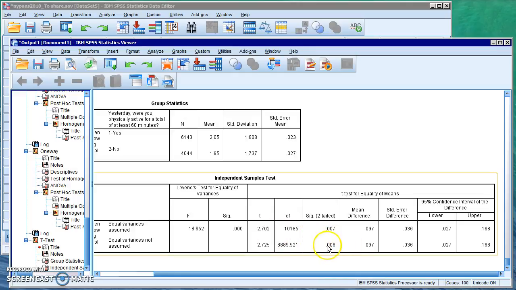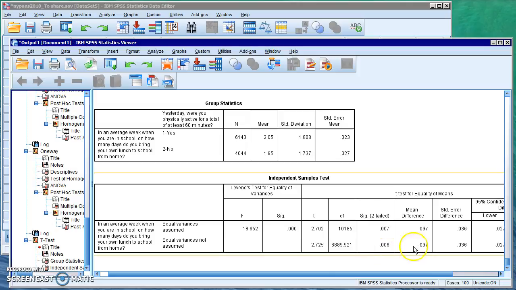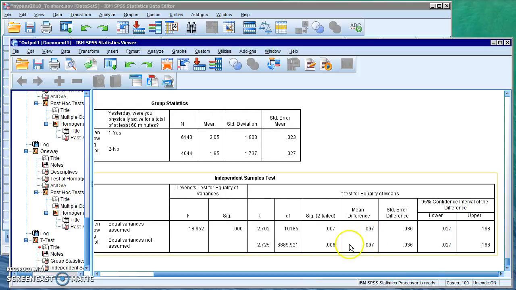But it is significant. You look at your t-test, it is 2.725, and your significance test, your p-value is 0.006, which is less than 0.05, so it is significant. And our mean difference here is 0.097. Our standard error difference is 0.036, and our 95% confidence interval of the difference is shown here, our upper and lower ranges.